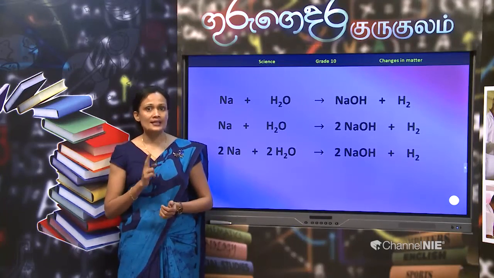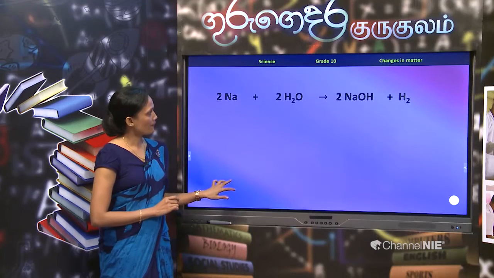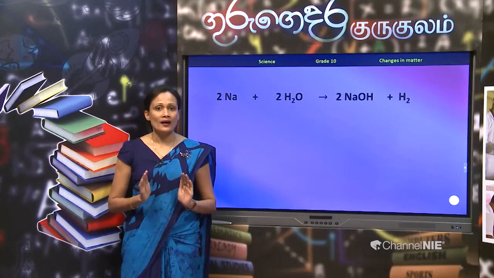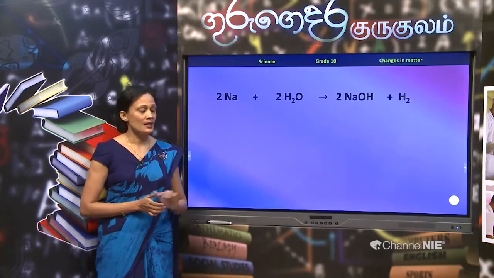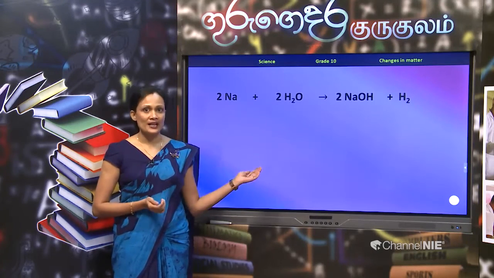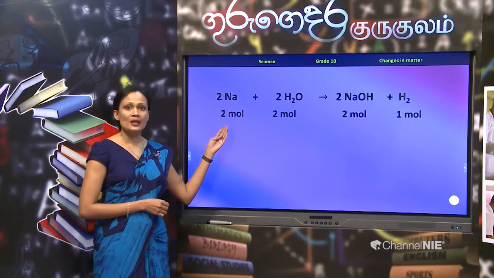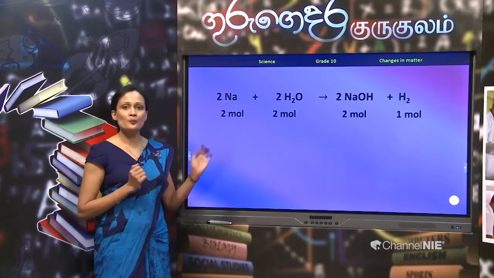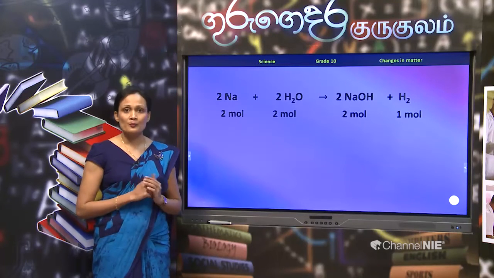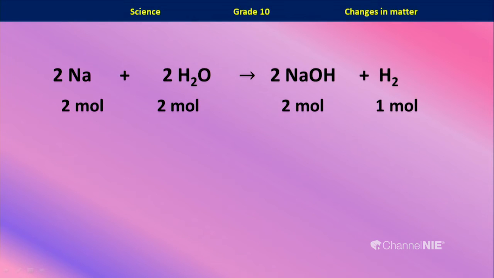Now let's move to the second part of that question. Here I took the balanced equation. Then I am going to explain the details that we can obtain from that balanced equation. According to the balanced chemical reaction, we can find the number of moles which react to make the products: 2 moles of sodium, 2 moles of water, 2 moles of sodium hydroxide, and 1 mole of hydrogen.